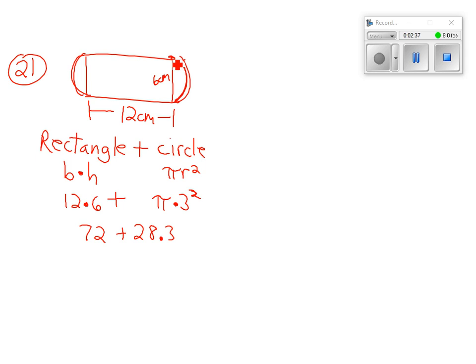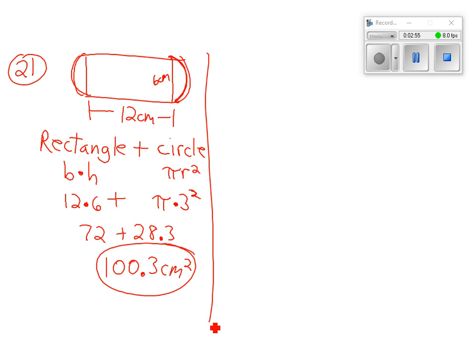A circle. What do we do with that? They're together. 100.3. Yeah. What are our units? Centimeters squared. Everybody agree with that?